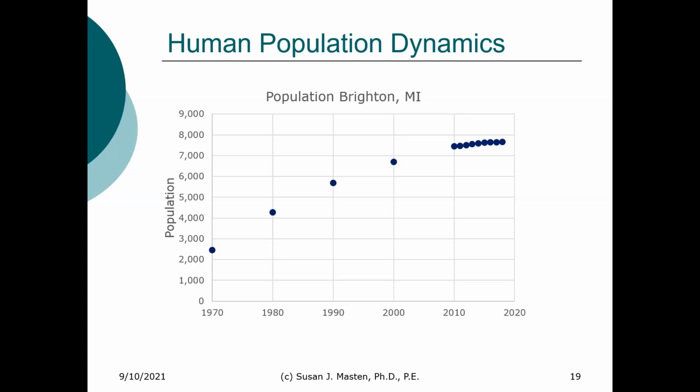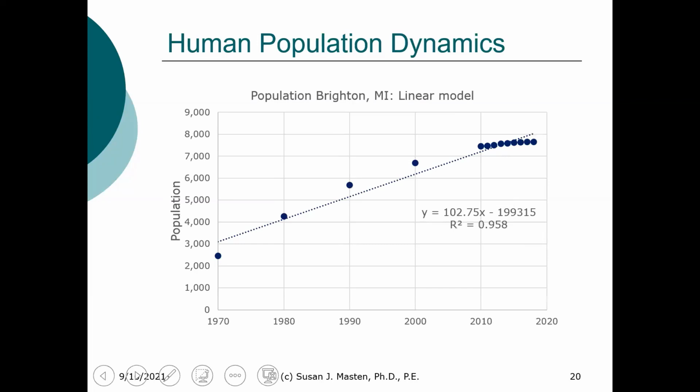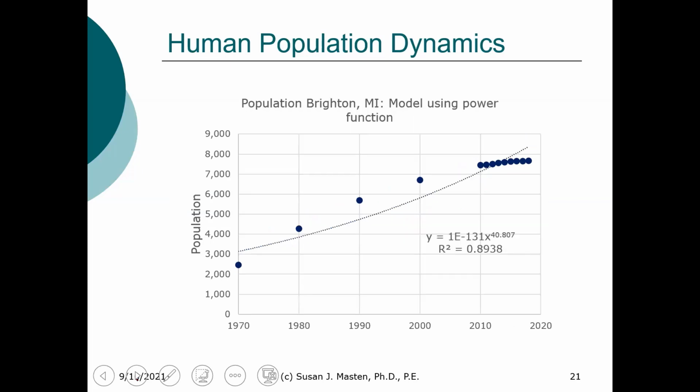So let's take a look at the data. Okay, linear model, we can model that. We've got an R squared of 0.96, actually not bad at all, but it doesn't seem to represent the data very well. We can use a power function. It's not as good even as our linear model, and it also doesn't really model the data.